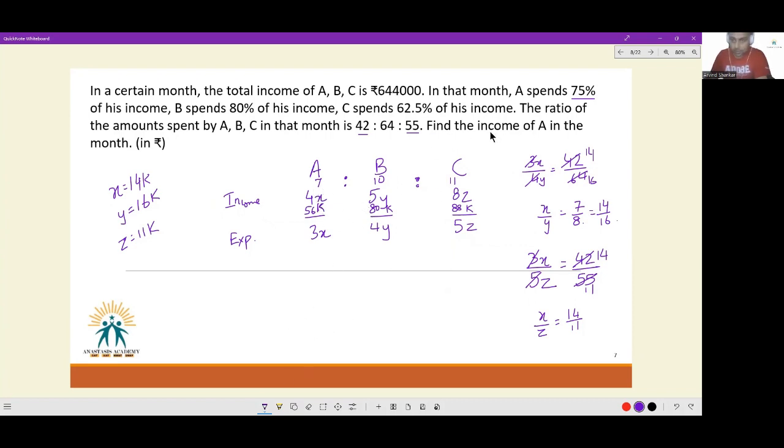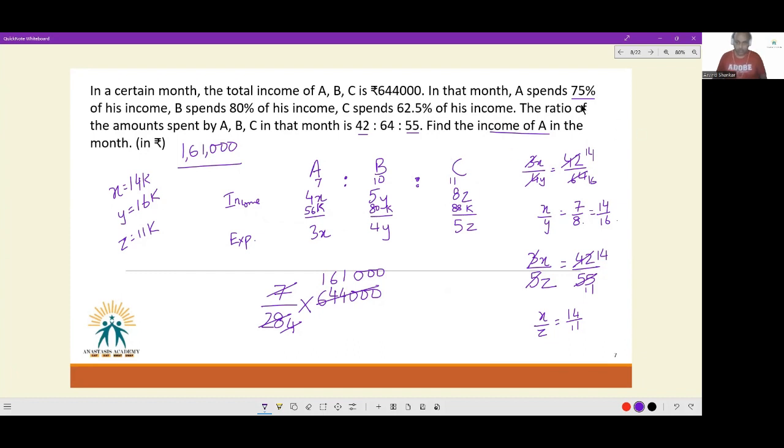Finally, we are supposed to find out the income of A. So income of A is going to be 7 parts out of 7 plus 10 plus 11, which is 28 parts, of the total income, which is 6,44,000. Cancel, cancel, 4, cancel, cancel, 16, 1, 1, 2, 3. The answer to the question will be 1,61,000 as the income of A in totality.